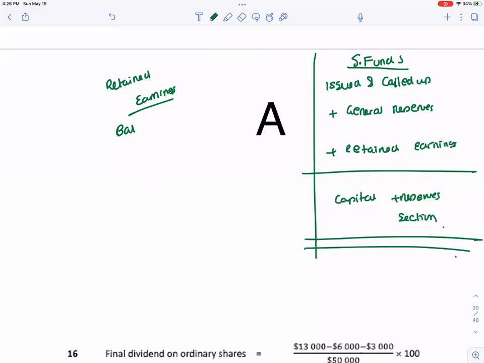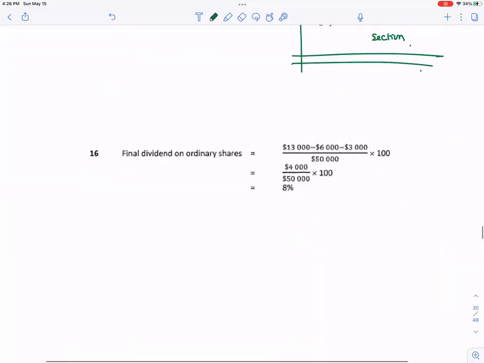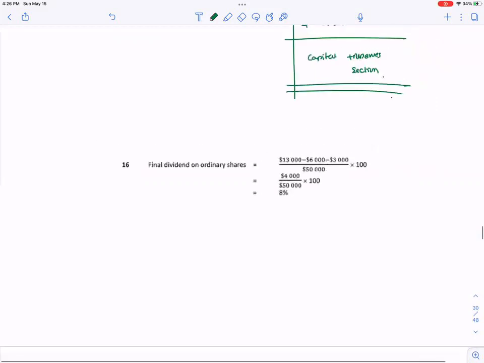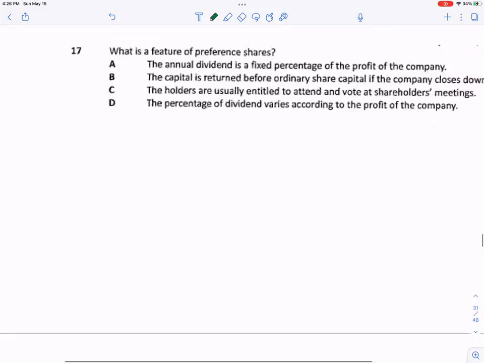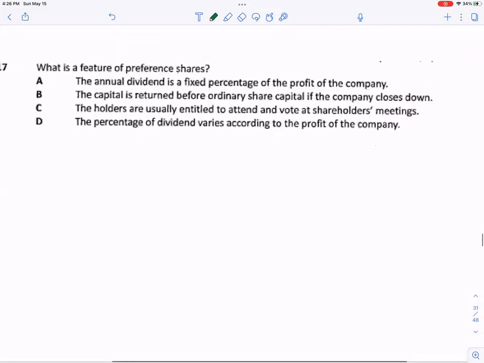Are you all with me? So most of the things are done out of this. Come on, 17. What is a feature of preference shares?